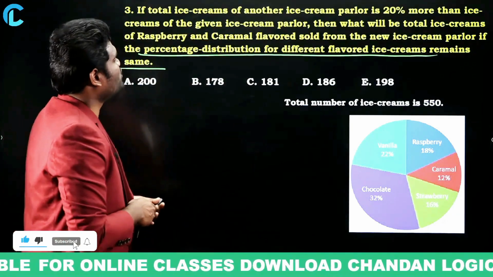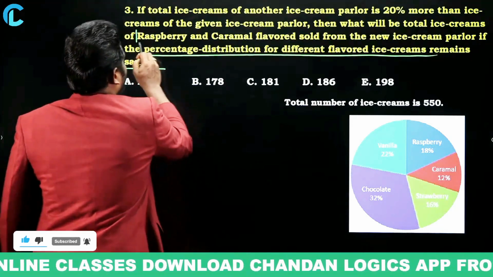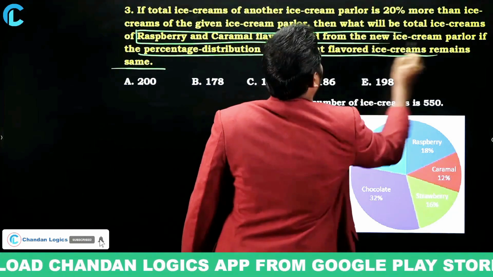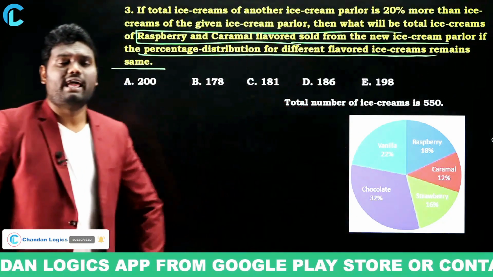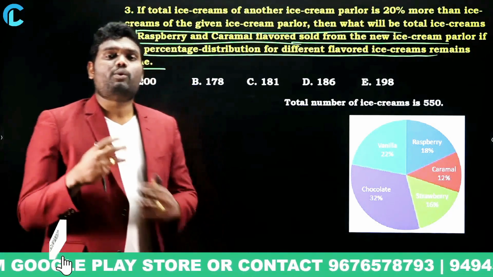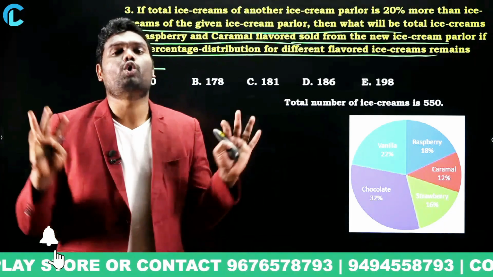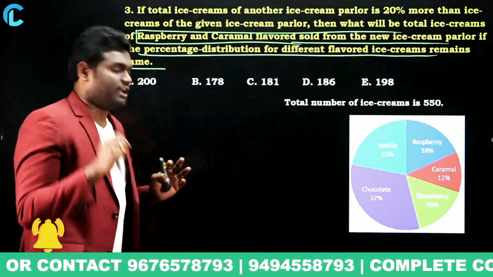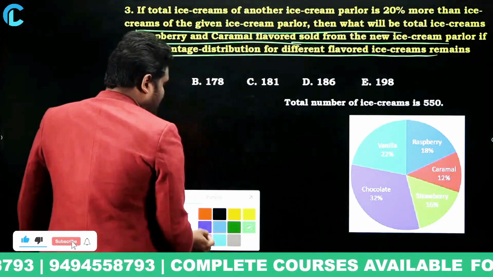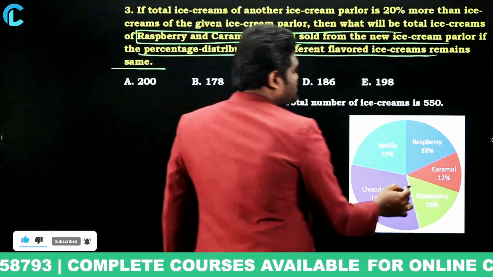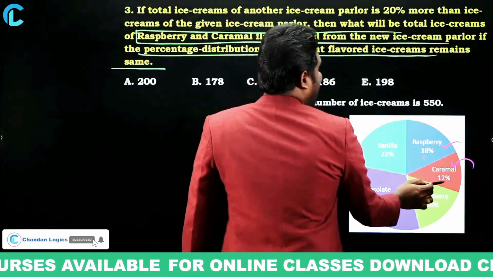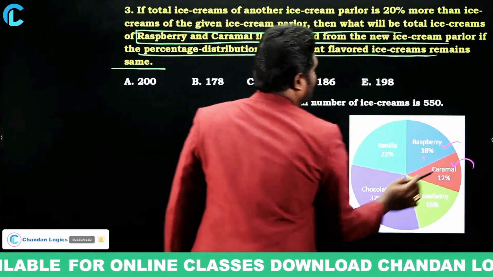The question is asking us to find the raspberry and caramel flavored ice cream sold by the new ice cream parlor. Many students will make the calculation complicated, but don't do that. Observe carefully. First I will calculate for this ice cream parlor. I am going to calculate raspberry and caramel combined together. Raspberry is 18%, caramel 12%, both of them combined together 30%.